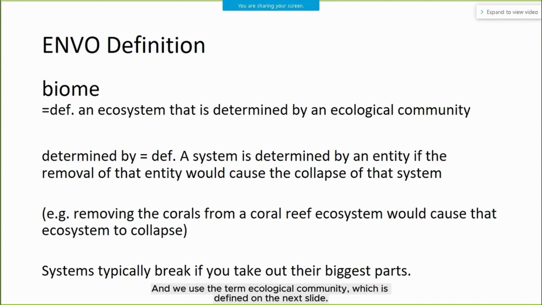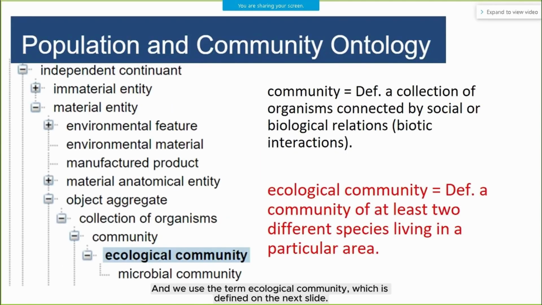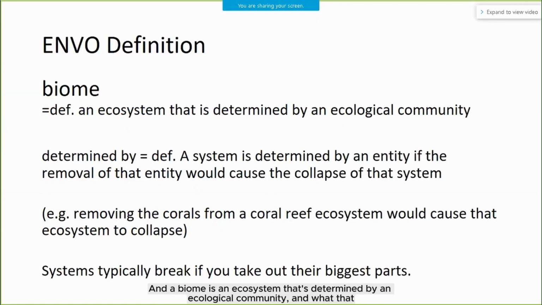And we use the term ecological community, which is defined on the next slide. An ecological community is a population containing more than one kind of species which are interacting. And a biome is an ecosystem that's determined by an ecological community. And what that means is that the removal of that ecological community would cause the collapse of that system. Now, this is important because this is where failure comes in. Remember, failure is the crucial reason why we're interested in systems in the first place, why systems engineering existed.